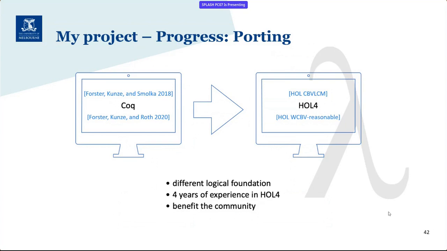In fact, you can find my HOL call by value reasonable proof on my GitHub profile, and you can also find it in the HOL4 library. It's being merged into the HOL4 library as a pull request. I'm doing this because, for one thing, Coq and HOL4 have different logical foundations, so it would be really nice to cross-check that what works in Coq still works in HOL4. Also, I have 4 years of experience in HOL4. I've been doing lots of HOL4 verification since I was an undergraduate. And lastly, it will benefit the HOL4 community, allowing people to reuse that in the HOL4 library as well.